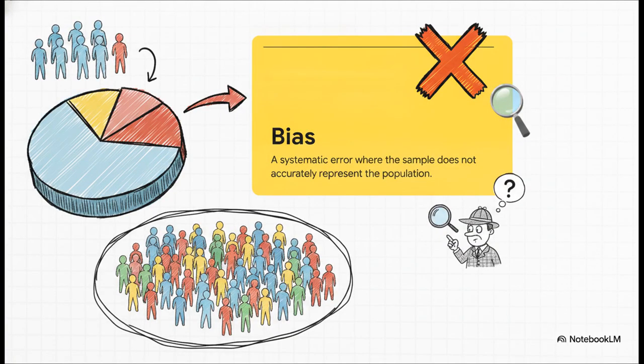Which brings us to the bad guy of our story, bias. Bias is the ultimate enemy of a good data detective. It's a systematic error that happens when your sample goes wrong. If your method of picking that smaller group is flawed, your sample no longer accurately represents the whole population. And your results, well, they're completely skewed.